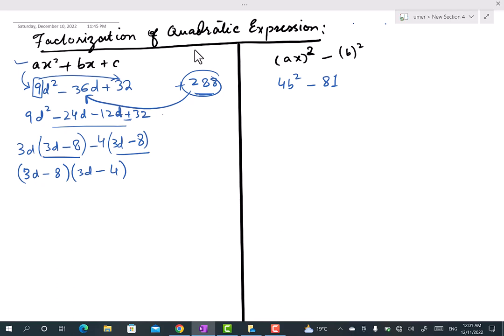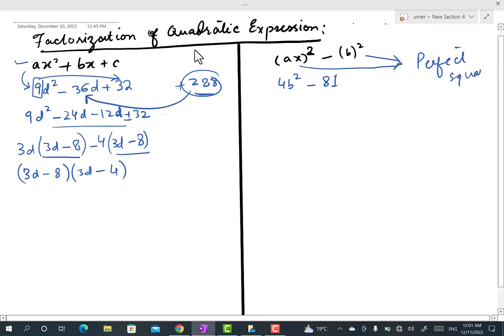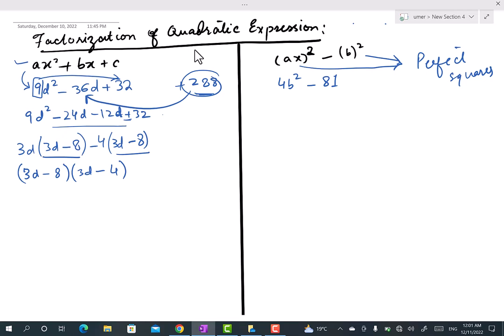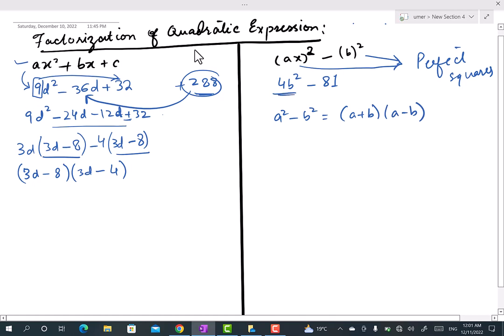Now another type of question that we have is of the form a square minus b square. It means both terms are in the form of perfect square. They both are perfect squares, and when two terms are perfect square and one containing x means a variable, then it is also a form of quadratic expression, and this kind of quadratic expression is the most simplest to solve, because in this type of quadratic expression we simply apply the identity of a square minus b square, that is equals to a plus b and a minus b. So this term, first of all, what we need to do is to make them in the form of whole square.